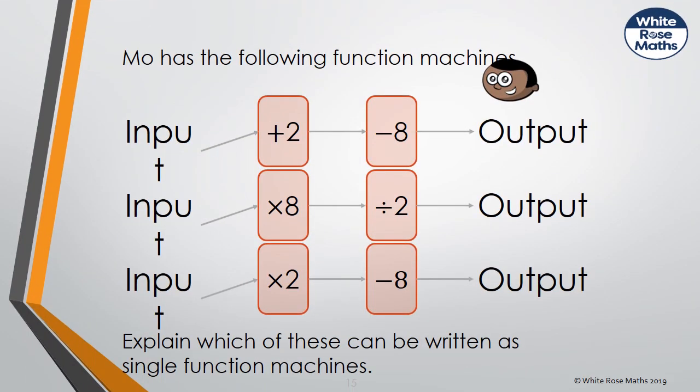So Mo has the following function machines. Which of these function machines can be written as single function machines? So I want you to pause the video here and just think about which of these could be changed into a single function machine.